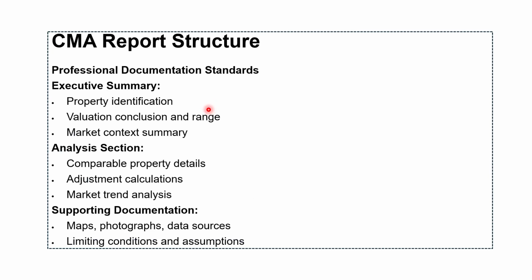Then we go to CMA report structure. So now this is important, how the documentation is done. We have property identification first, then executive summary: what is the property, what are the conclusions made, valuation conclusions, what are the ranges which we are giving. Generally valuation is given in a specific range, not an exact figure. And then a market context summary is also given so that a reader can understand fully which market it is situated in, what are the conditions there, what kind of amenities are available, a brief overview of that.